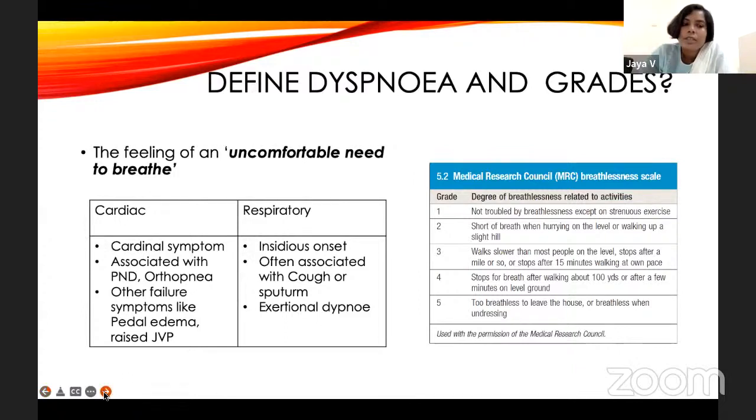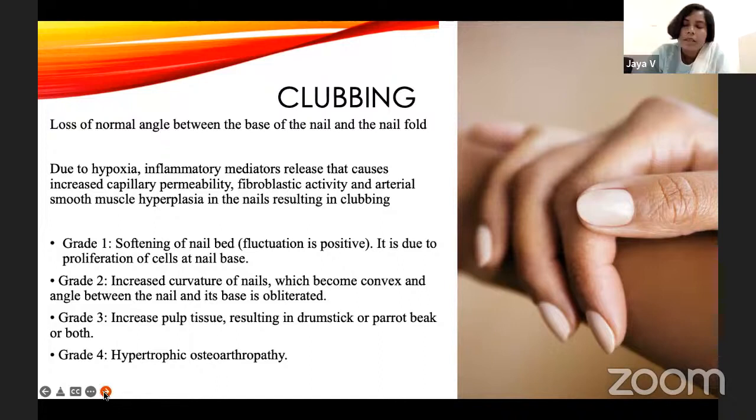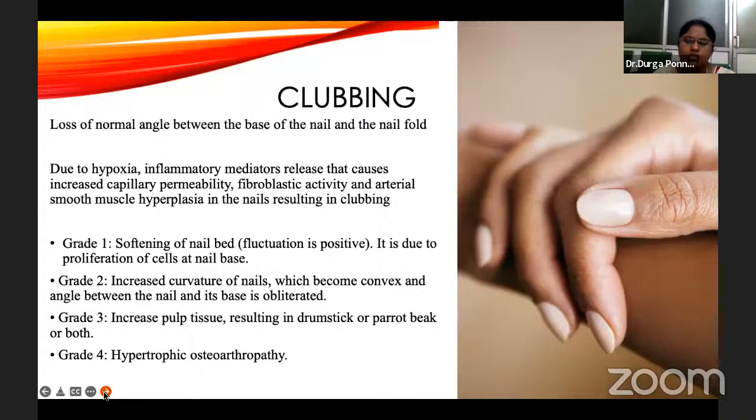What are the causes? Causes include both respiratory and cardiac causes. Respiratory causes include lung cancer, suppurative lung diseases, interstitial lung diseases, TB, etc. Cardiac causes include cyanotic heart disease, left atrial myxoma, Eisenmenger syndrome, infective endocarditis.